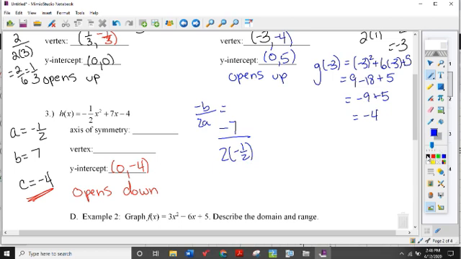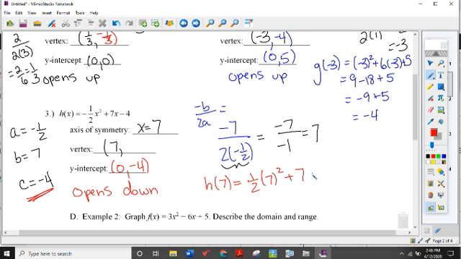Now I'm going to simplify the denominator first. 2 times negative 1/2 is negative 1, and negative 7 divided by negative 1 is positive 7. So my axis of symmetry is the line x equals 7, and the x-coordinate of my vertex is also 7. Now I'm going to substitute in 7 into my equation, and this is not going to be a nice whole number.